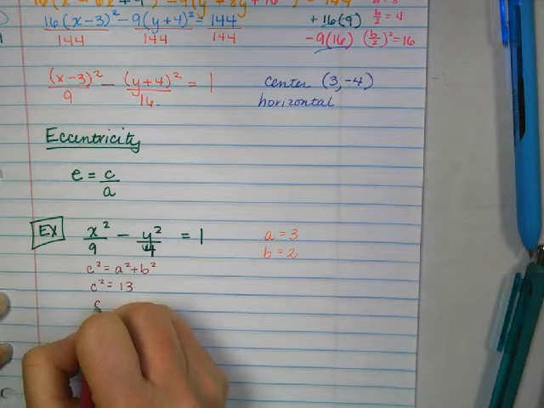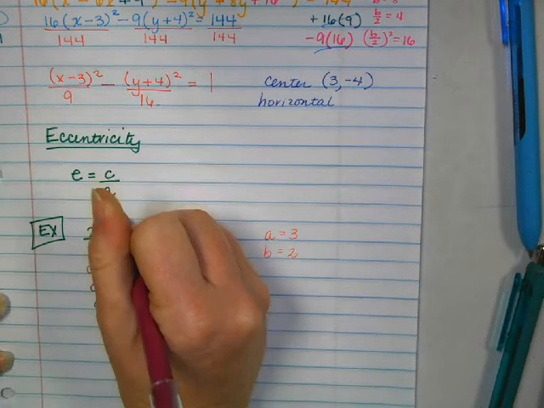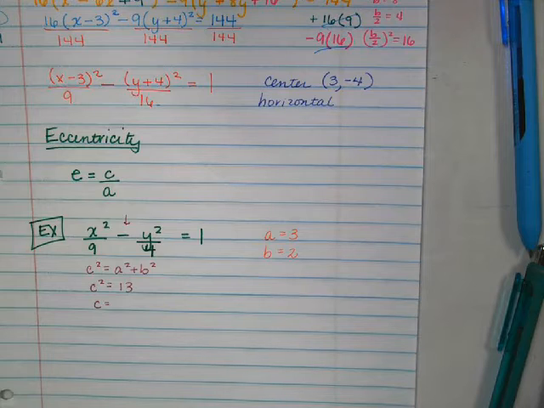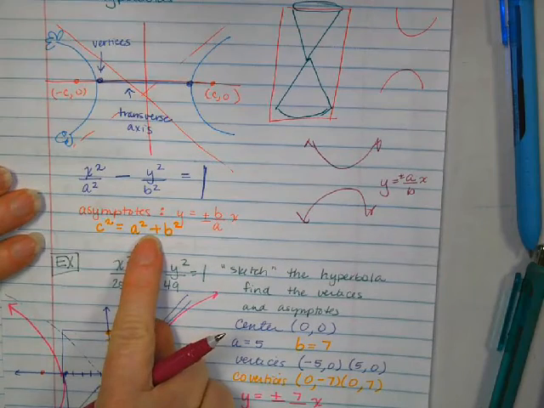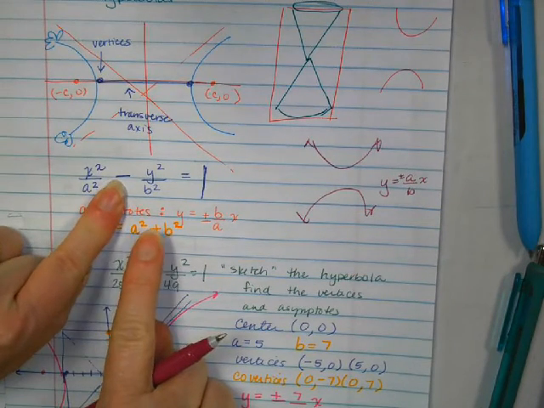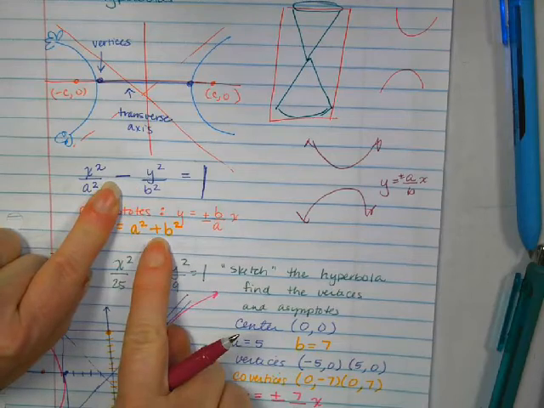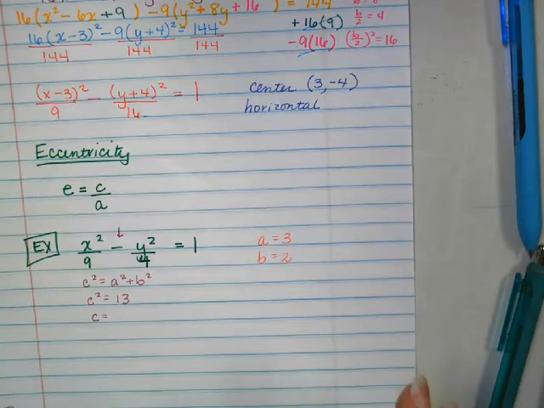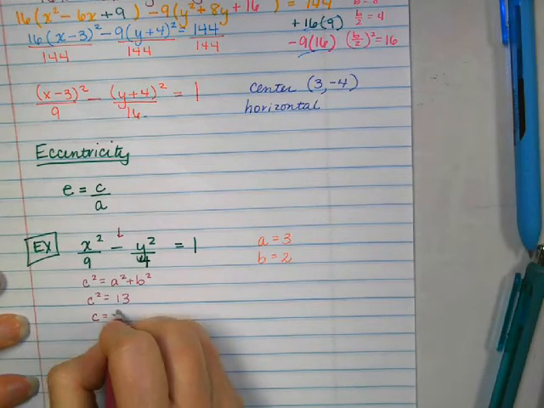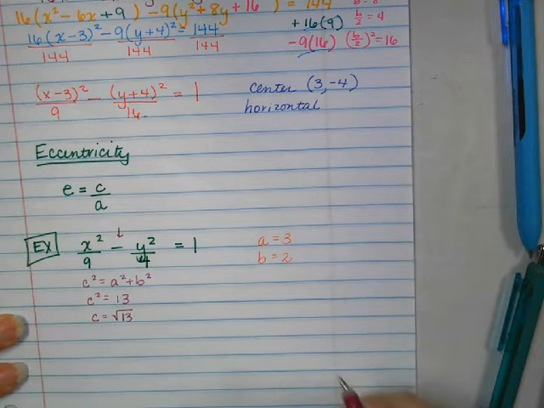Wait, why is it not minus? Remember when we first wrote this down, because it's flipped. Because this is minus, this one's plus. But if it's an ellipse, this is plus and this one's minus. So square root 13, that's my c value.